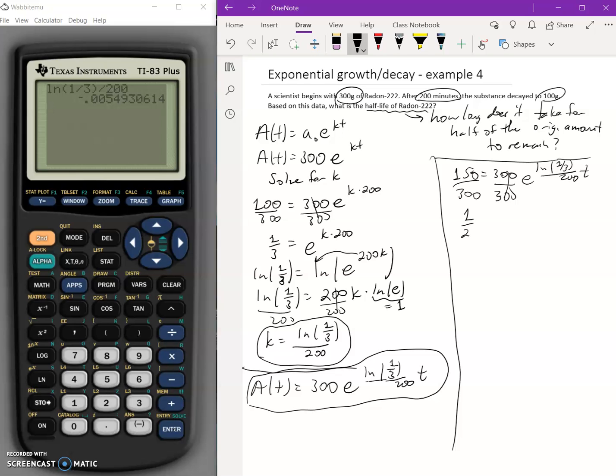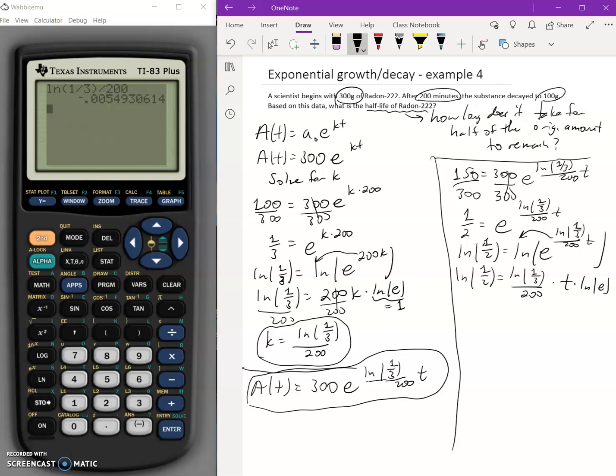This simplifies to 1/2 is equal to e to the natural log of 1/3 divided by 200 times t. To solve for the variable in the exponent, I take log of both sides. So I have natural log of 1/2 is equal to natural log of e to the natural log of 1/3 divided by 200 times t. Bring down the exponent. Natural log of 1/2 is equal to natural log of 1/3 divided by 200 times t times natural log of e. Natural log of e we said is always equal to 1.